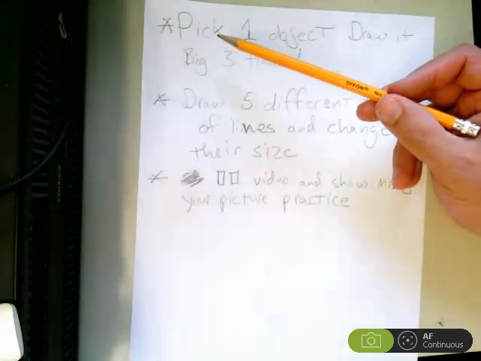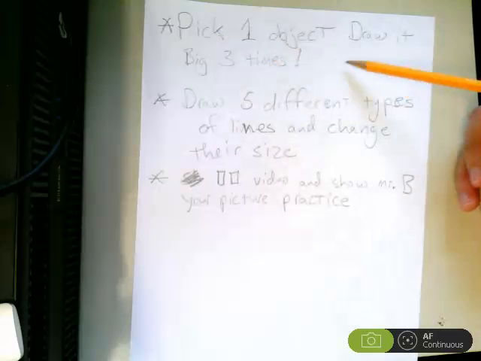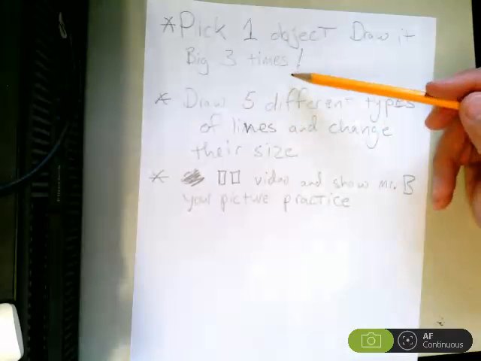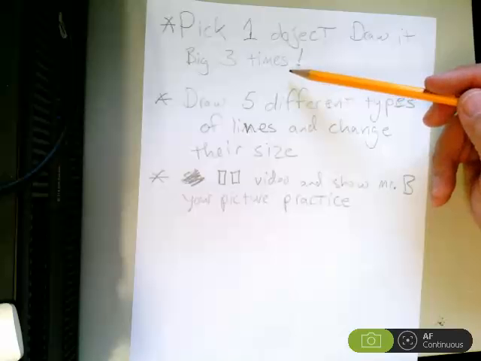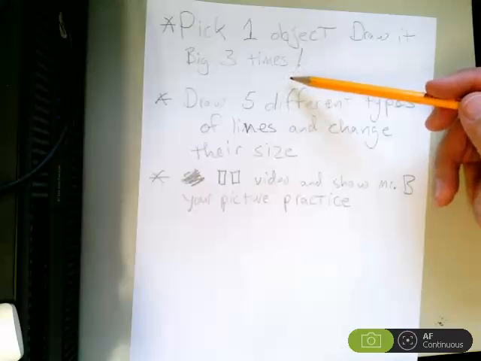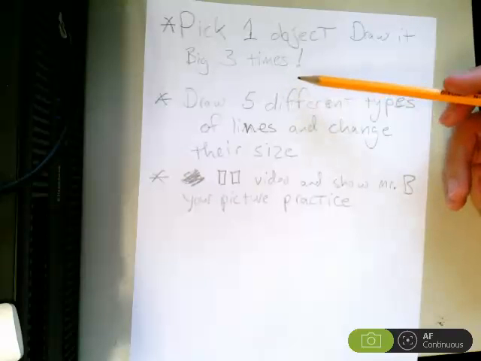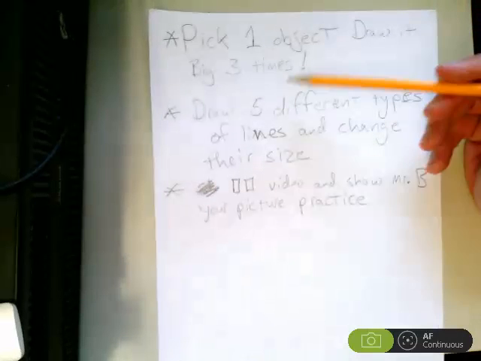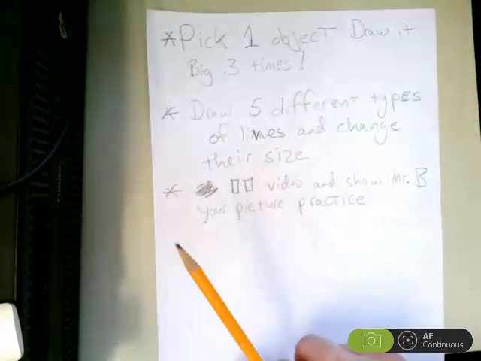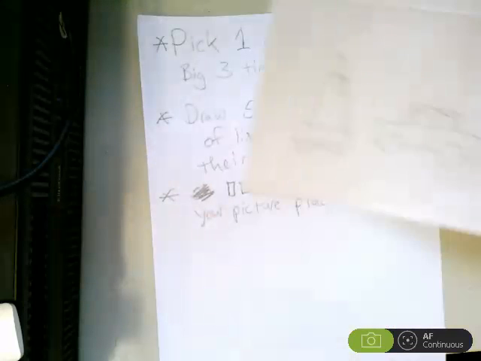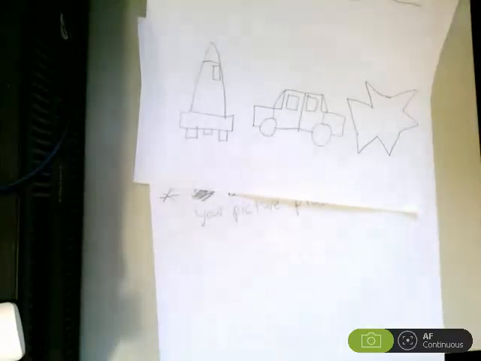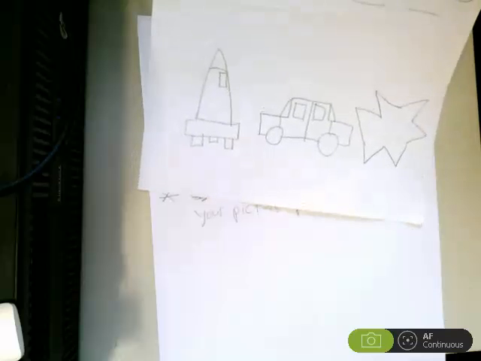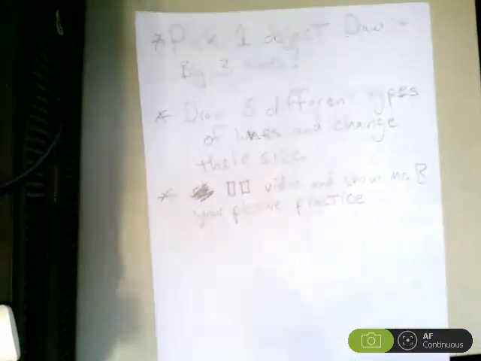It says, pick one object, draw it big 3 times. That means you're going to get a large paper from me and you get to draw an object 3 times. You can pick the star, you can pick the truck, or car, excuse me, and you can pick the rocket. You may pick one of those 3. You're going to pick one and draw it big 3 times. Pick the one you like.